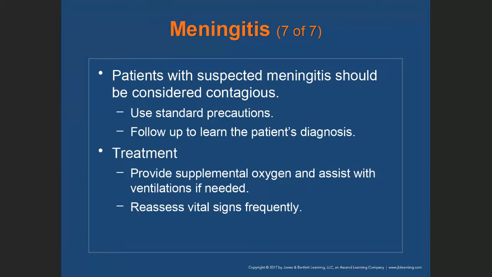Patients with suspected meningitis should be considered contagious, even if it isn't. So we treat all of these patients as if they are contagious. Use appropriate PPE, and follow up to learn the patient's diagnosis. Treatment: provide supplemental oxygen, assist with ventilation if required. Pay attention to the vital signs and look for your trends.